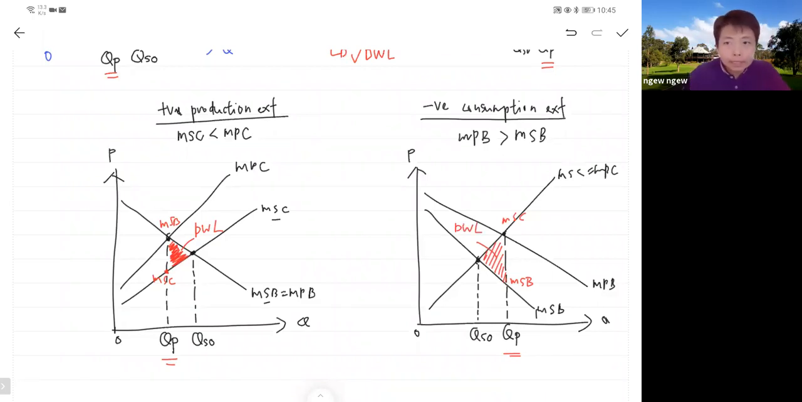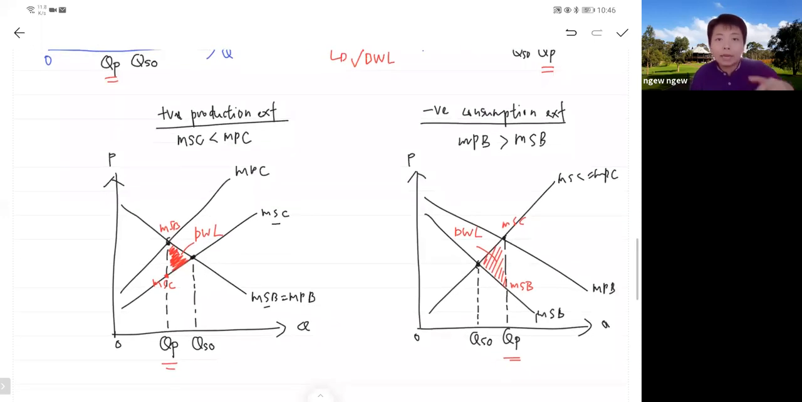Now, this is how it works. And this is just the basic explanation of externality that you need to know. In our next session, we are going to discuss how to tackle this kind of externality. So when you are facing positive production externality, what the government should do. If you are facing negative production externality, what the government should do. Okay, that will be our next session. But for now, you will need to understand what I shared with you in this particular video.